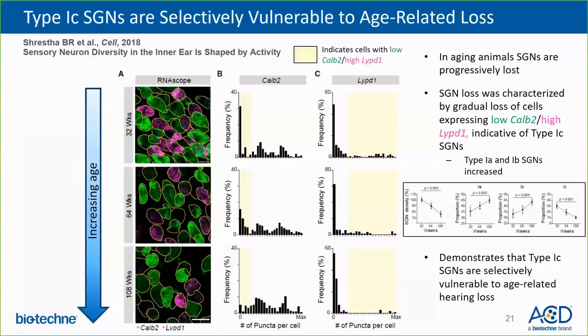That gene expression profile is indicative of type 1C SGNs. So we were seeing a reduction in type 1C SGNs, showing that they're selectively vulnerable to age-related hearing loss.